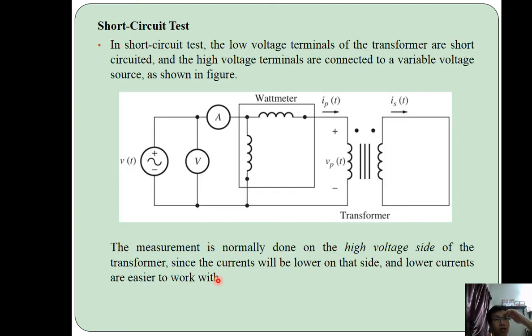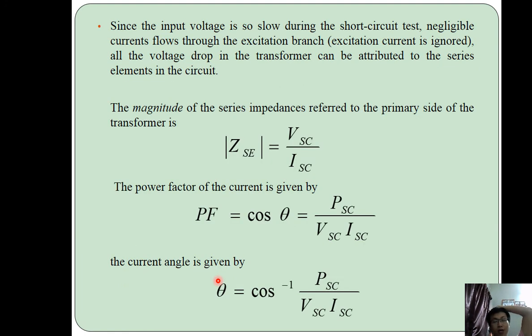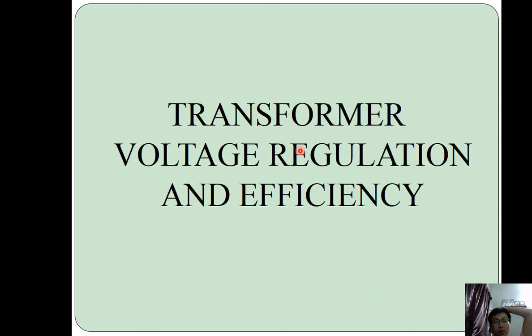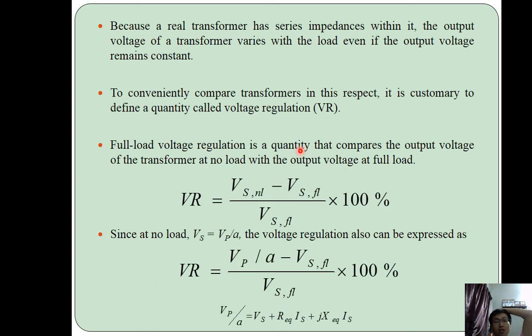For the short circuit test, we use it to find the equivalent resistance and equivalent impedance. For example, this one. We can find further details in chapter 4, single phase transformer. Then, same as well, transformer voltage regulation and efficiency, we can take from the single phase transformer as well.